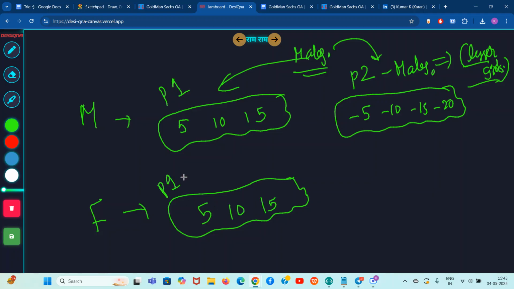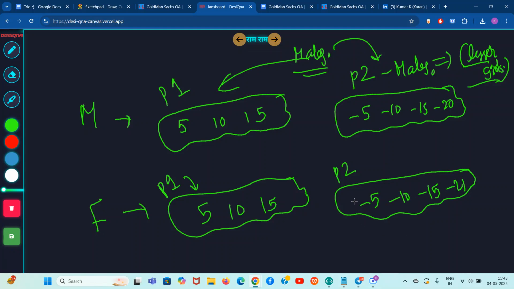P1 female array, the positive female array. These girls want the guys who are bigger than them. And then the P2 female array. These girls want the guys who are less than them. Now, P1 and P2 both are clear, right?